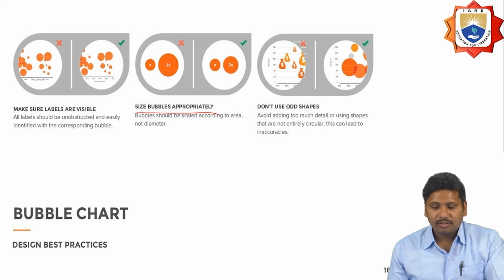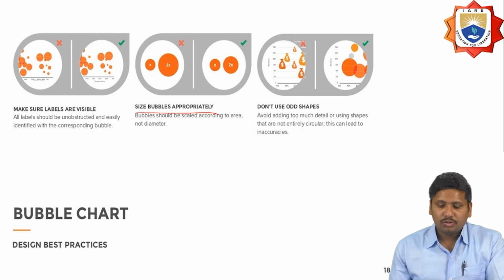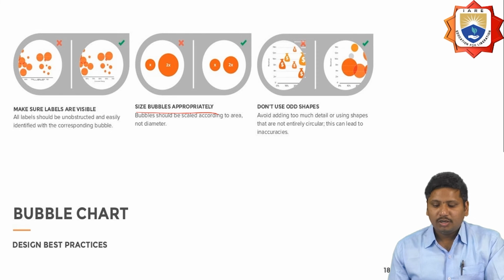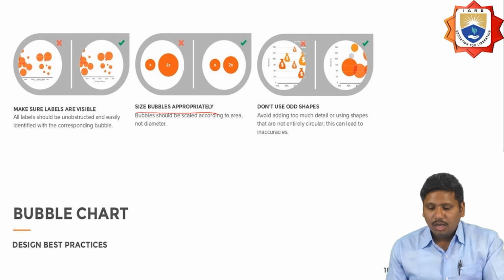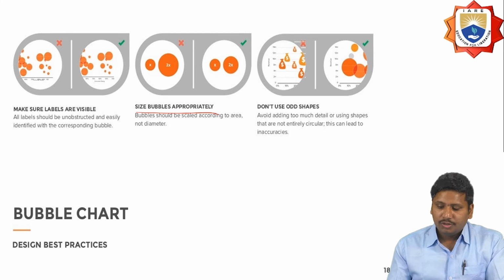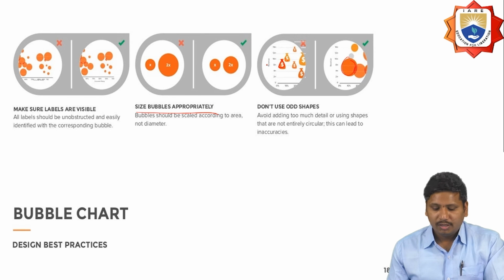So not too much size of bubbles has to be represented. Maximum 1% or 2% increase in size. You should not go for 3x or 4x and so on. The bubbles should be scaled according to the area, not the diameter. And don't use odd shapes. So don't always use bubbles of circle form. Don't use other symbols like a dollar symbol or some other symbols in that bubble chart.